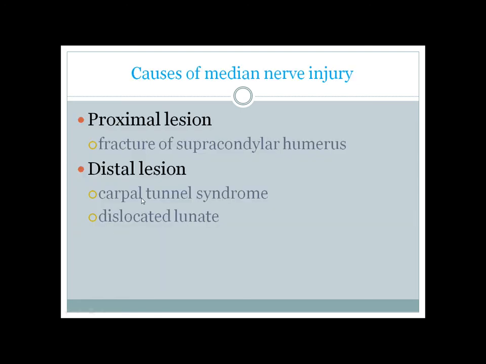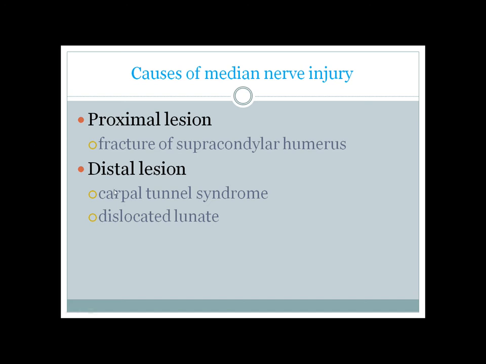So there are multiple causes of median nerve injury. The most common ones are listed here. So there can be a proximal lesion. Proximal lesion can occur due to the fracture of the supracondylar humerus. This fracture commonly occurs in children, especially when they fall on the ground, and this puts pressure on the supracondylar humerus, and then the fragments displace from their place and compress the brachial artery and also the median nerve, causing a proximal lesion of the median nerve.